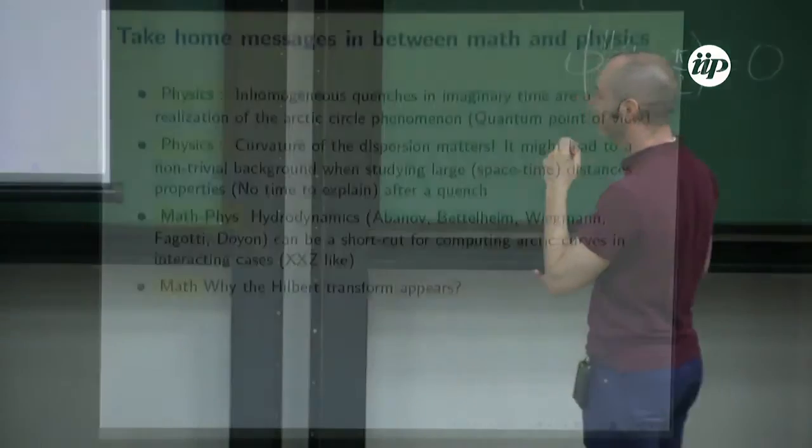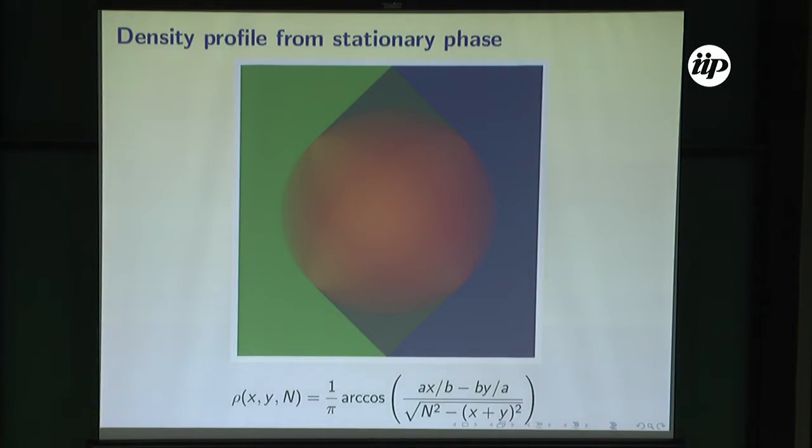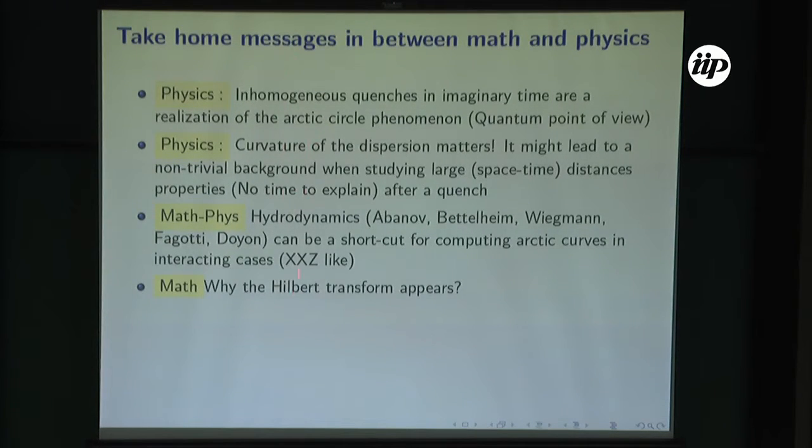All right. So that's the result. Let me conclude by some remarks. The main point of the talk was to show that this phenomenon of Arctic curves in StatMech is tightly related to the problem of time evolution in quantum mechanics from a homogeneous initial state by means of analytic continuation in imaginary time. That was the main point of the work. Somehow, a quantum point of view on this Arctic circle phenomenon. Okay.